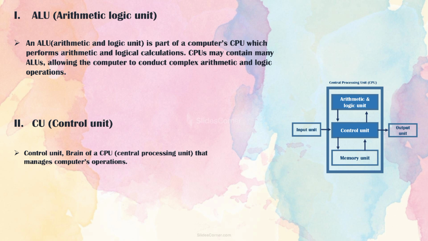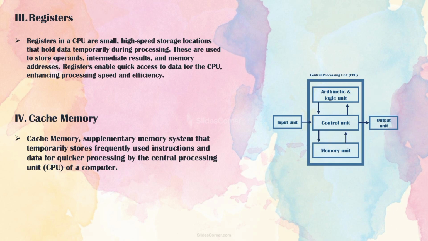CU, control unit. The control unit is the brain of a CPU that manages the computer's operation. Registers in a CPU are small high-speed storage locations that hold data temporarily during processing. These are used to store operands, intermediate results, and memory addresses. Registers enable quick access to data for the CPU, enhancing processing speed and efficiency.